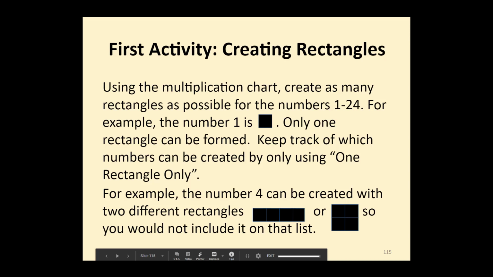Keep track of the numbers that can be created by only using 1 rectangle. So for example, the number 4 can be created with 2 different rectangles. The 1 times 4, or 4 times 1, which is this representation right here, or 2 times 2, which is a perfect square. So that number could not be included in your list. You could extend this to have students sort prime and composite. You could also extend this to see what numbers have the most factors. This leads to a conversation about factors.